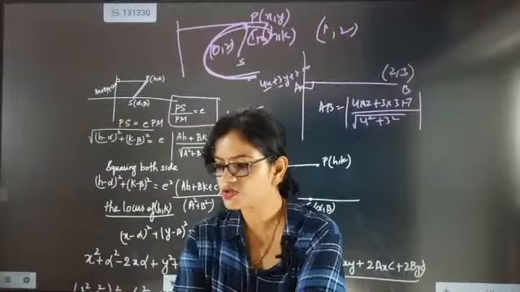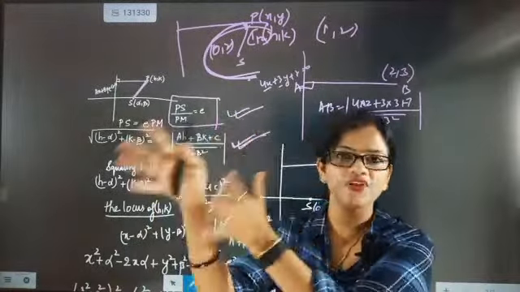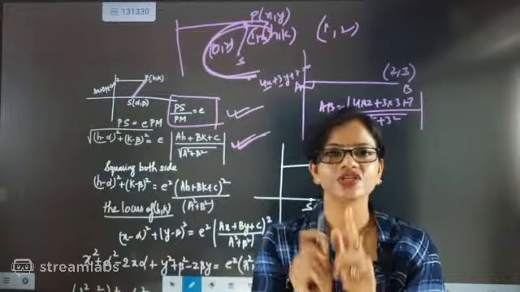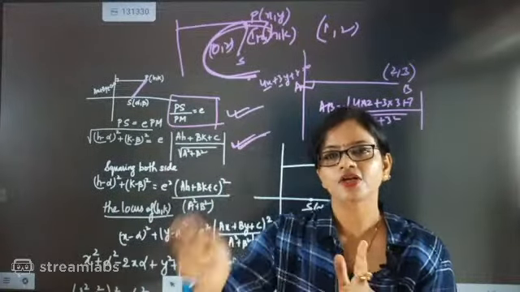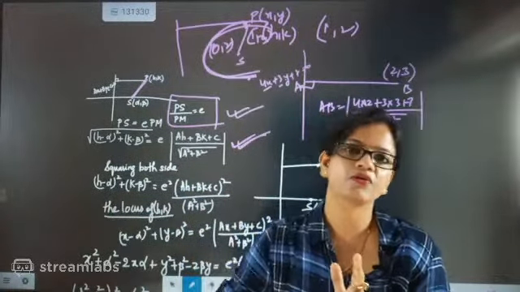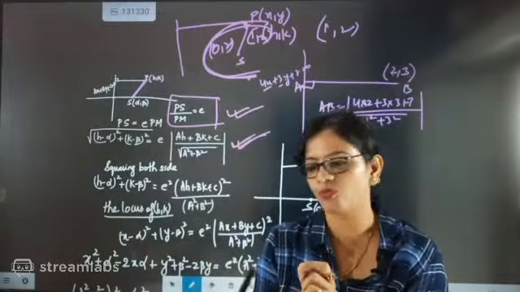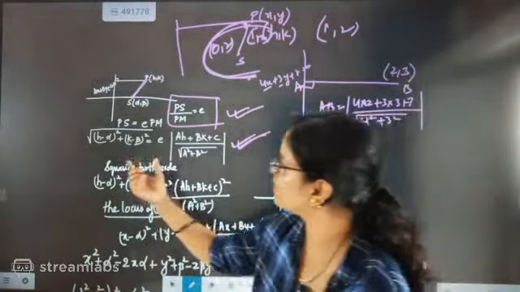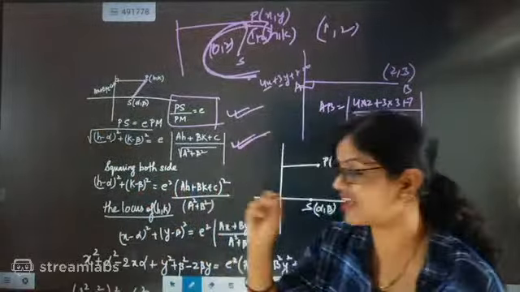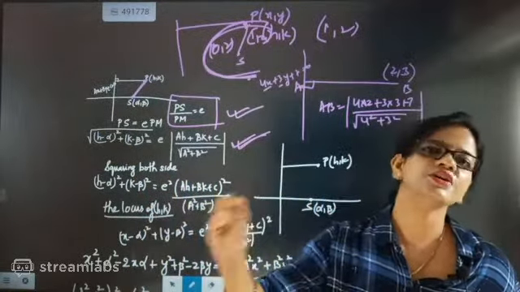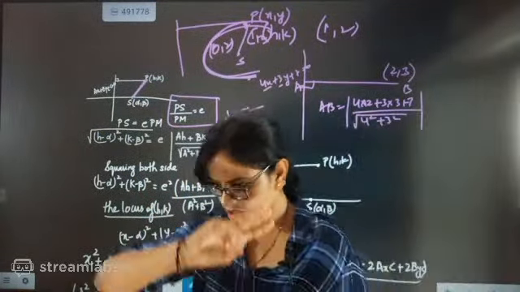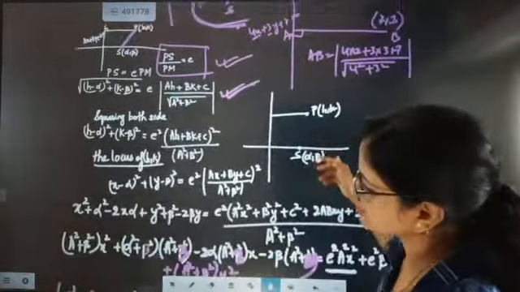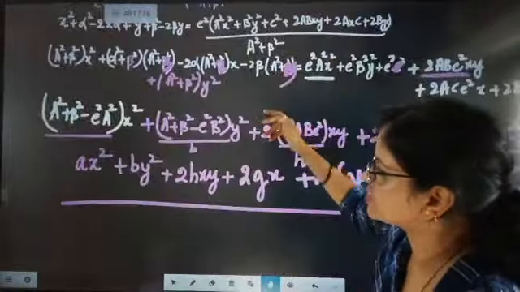Instead of taking h and k, I took the locus of it. Locus means it is not stationary, it can move in the entire plane. So if it can move in the entire plane, we cannot take it as only one point. We generalize it as x, y. Wherever h and k were there in the equation, we converted them into the general form, and the moment we did, we got the conic section equation.